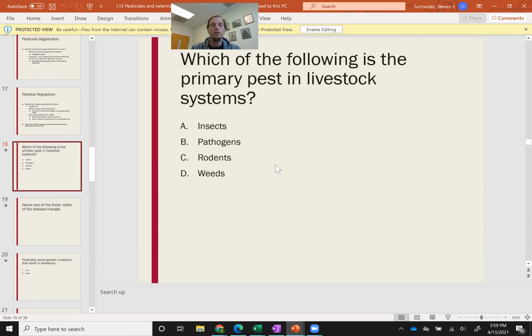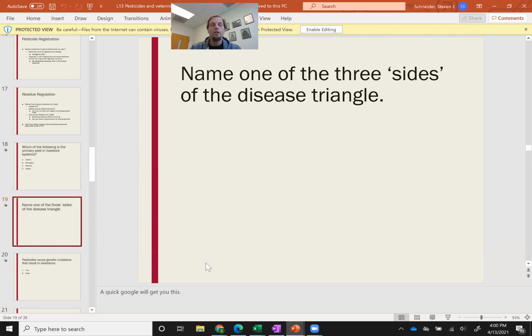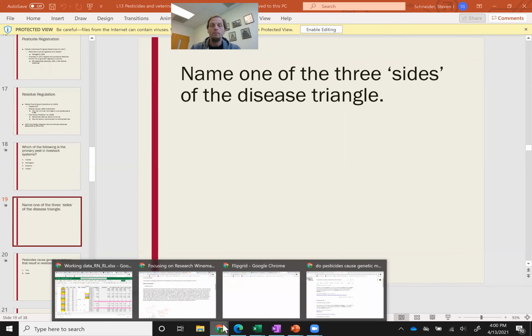So A is going to be, now I know ticks are not insects biologically speaking by classification, but generally insects are primary pests. There are pathogens, bad weeds they can eat. These are all things like before. So a quick Google search: name one of the three sides of the disease triangle.